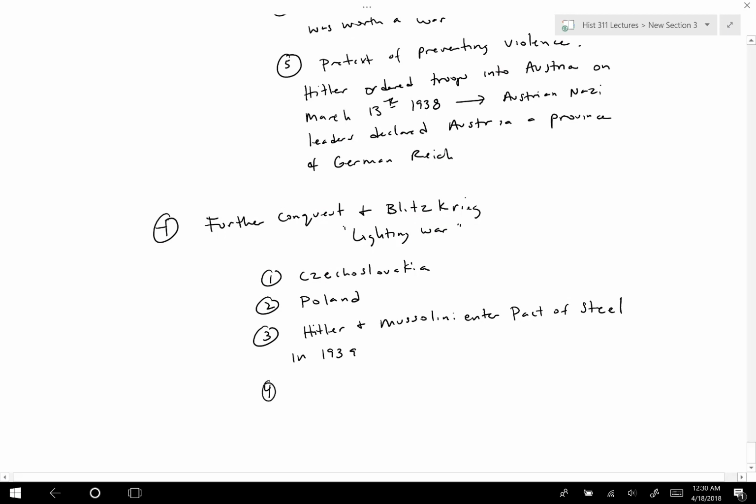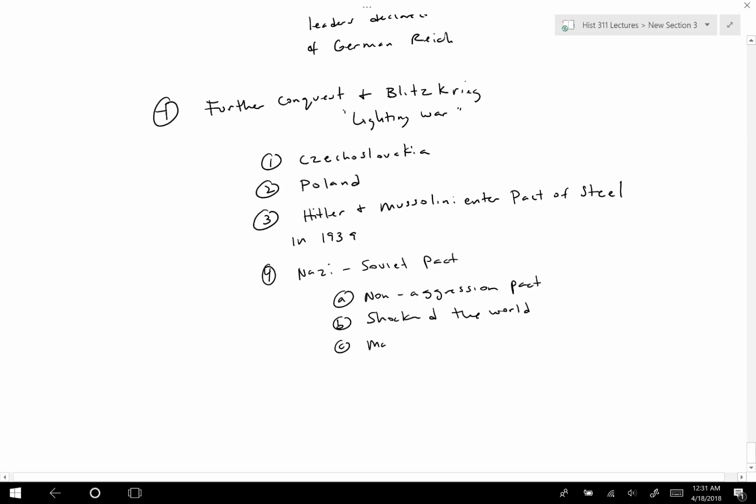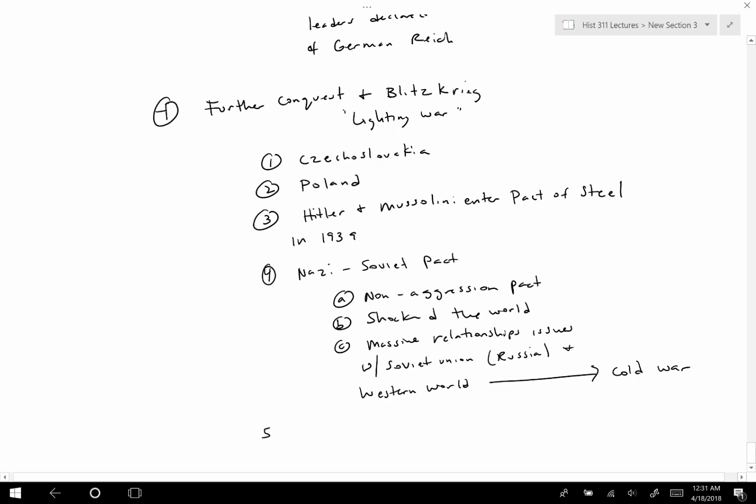So then you have the Nazi-Soviet pact, which was a non-aggression pact. As I mentioned, it shocked the world, and it forever created massive relationship issues with the Soviet Union, aka Russia later, and the Western world. Think specifically of the Cold War, and we still have issues with them today.